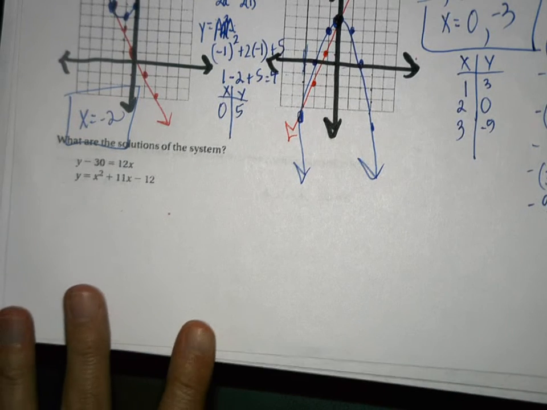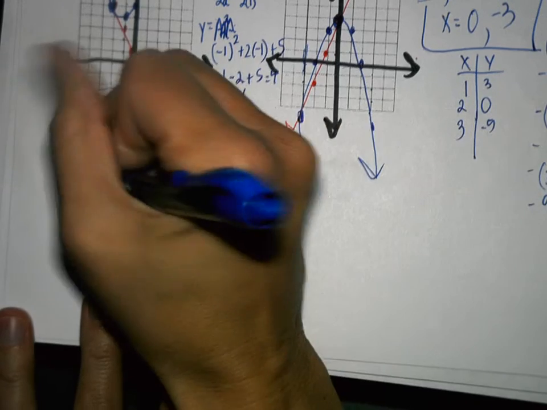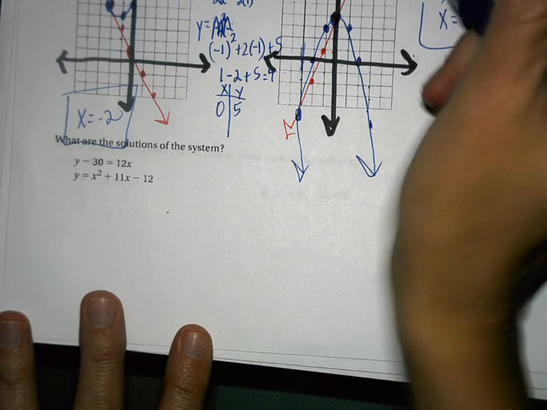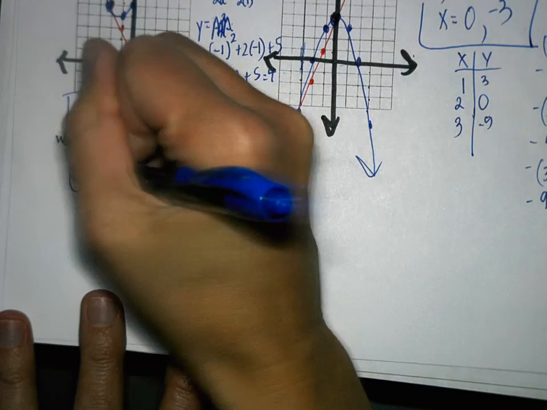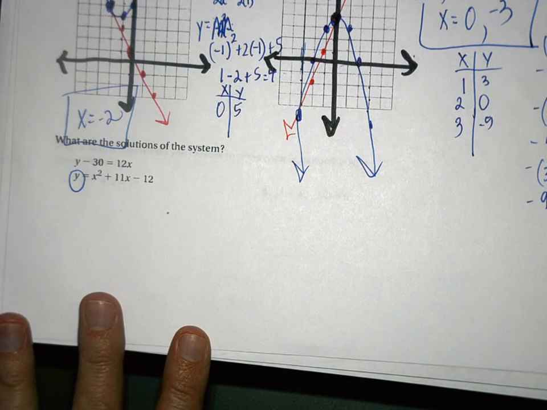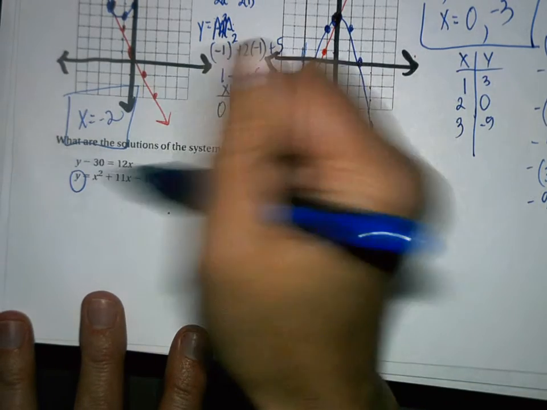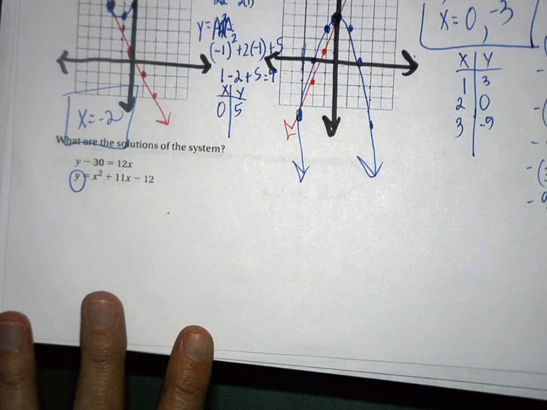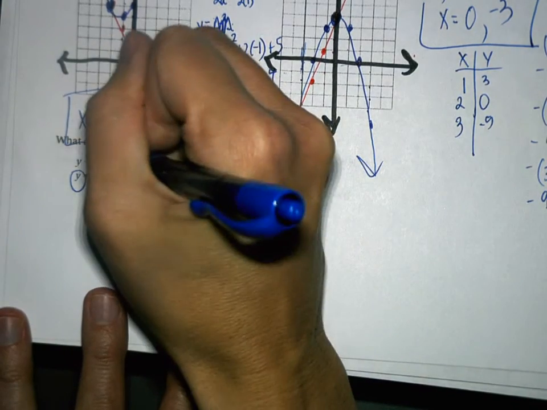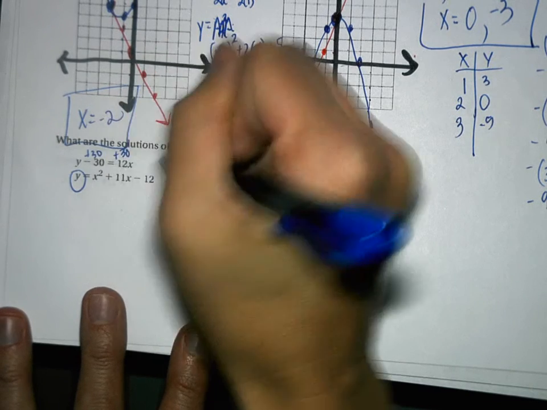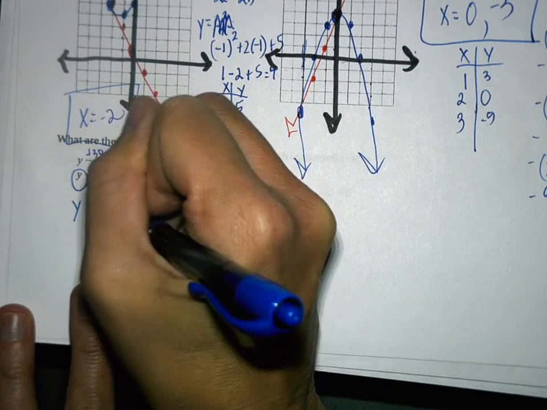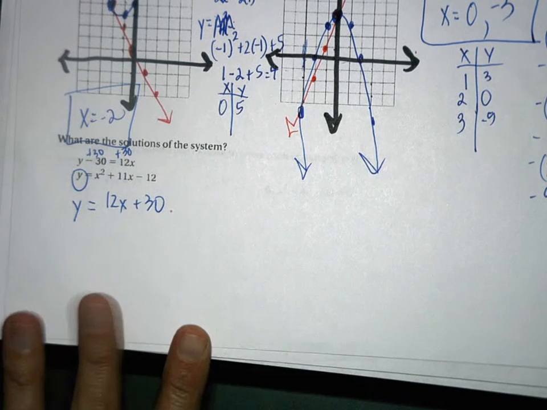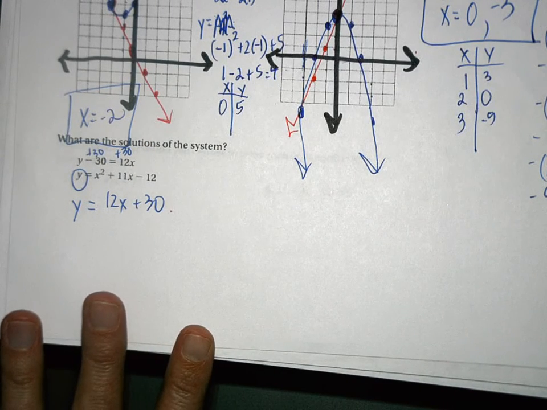So the first thing is that we want to use substitution, where we're substituting in for y. Do you see how this one already equals y? I want to make sure both of them equal y. So what would I need to do to this one in order to make it equal to y? Good. Add 30 to both sides. And so this equation ends up being y equals 12x plus 30. Is everybody okay with that?